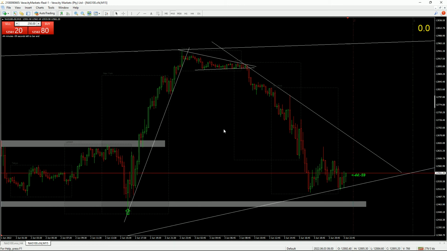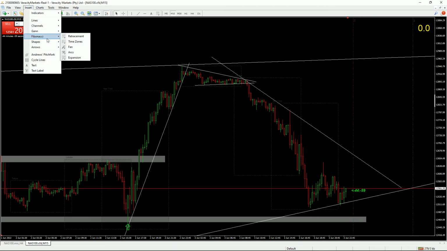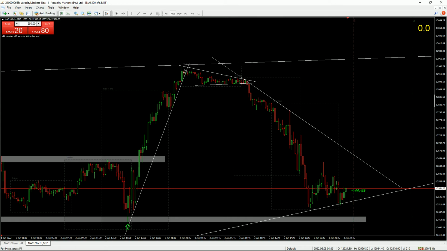So great. And looking at this area here on top of our trend line, we have a turning point, right?